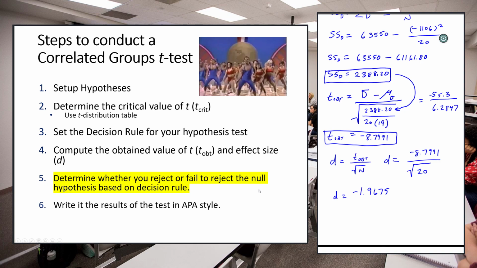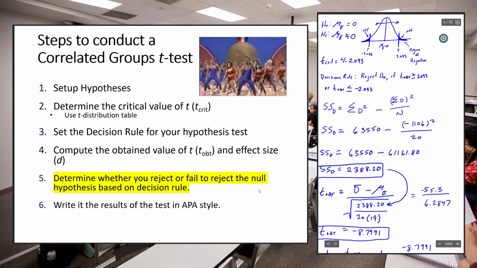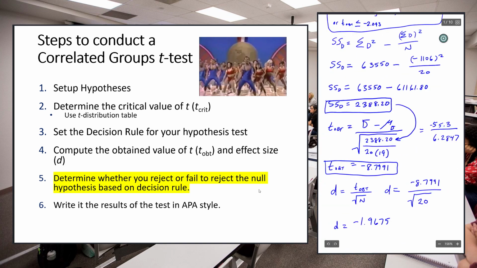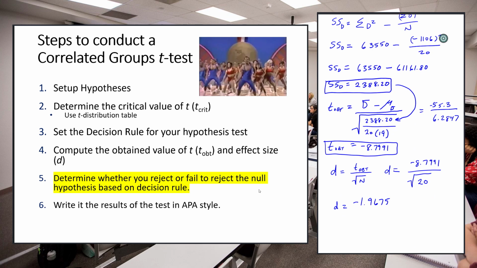our decision rule. So let me scroll back up in the past of our whiteboard, and our decision rule is that we're going to reject the null if t obtained is greater than 2.093 or t obtained is less than minus 2.093. Our t obtained value completely blows that criterion out of the water at a t value of minus 8.7991. It's huge.